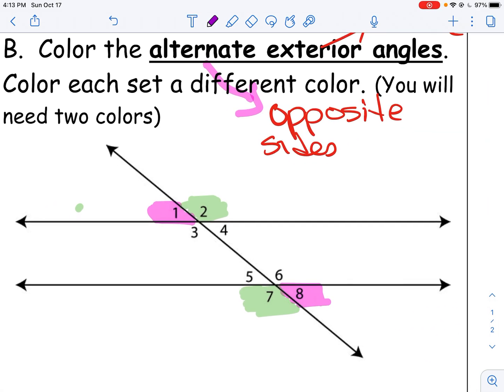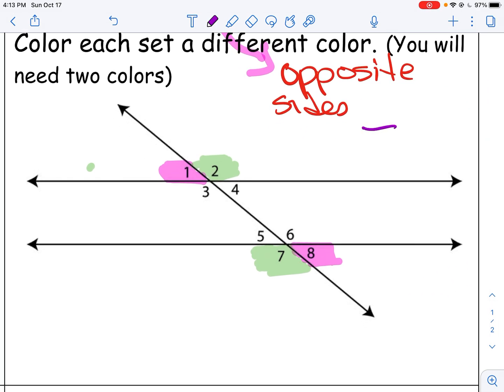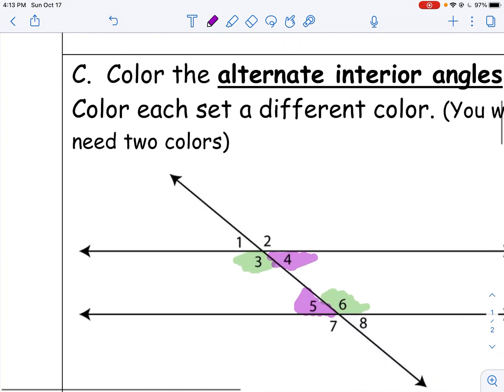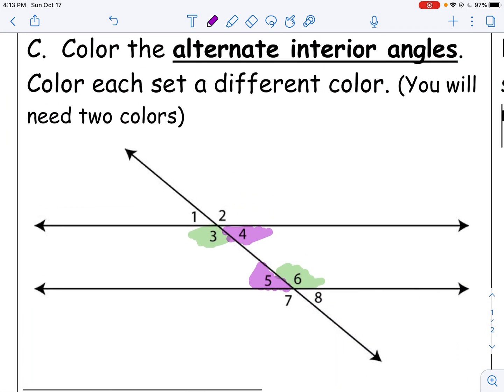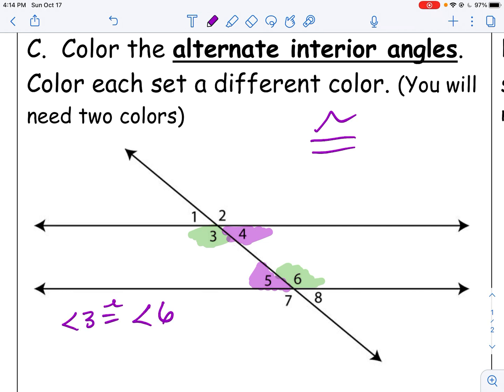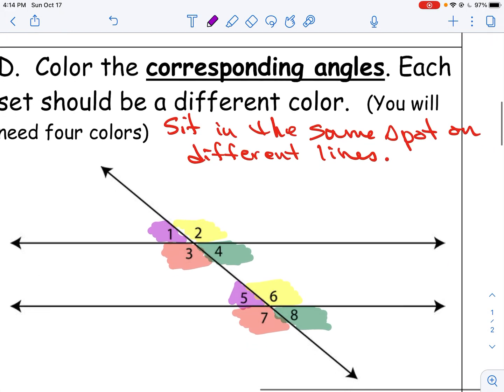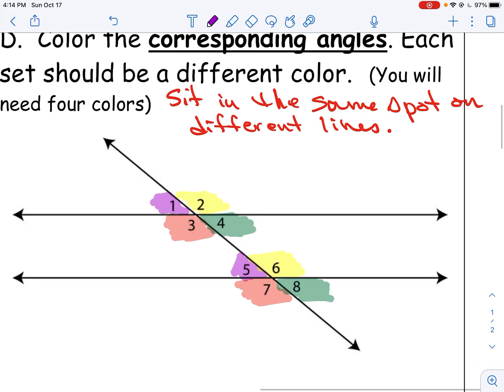Same thing here. Alternate exterior angles are also congruent. So angle 1 is congruent to angle 8. Angle 2 is congruent to angle 7. On this one, alternate interior, they are also congruent. So angle 3 is congruent to angle 6, and angle 4 is congruent to angle 5. Now this only happens when we have parallel lines.